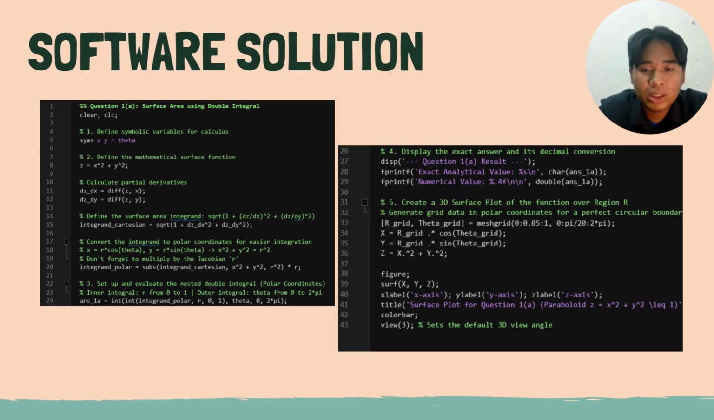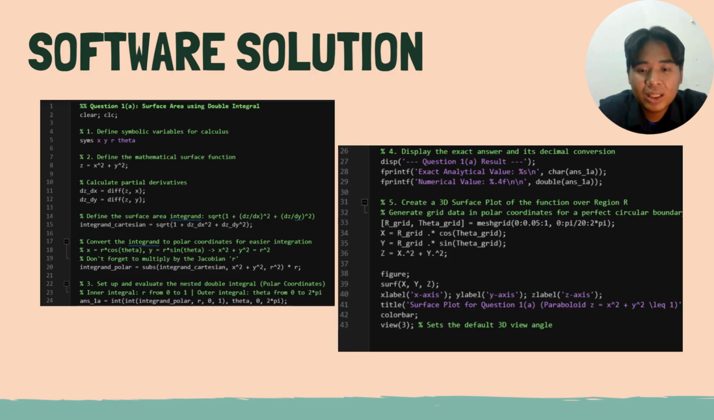So in line 23, this line performs the double integration. The inner integral integrates with respect to r from 0 to 1. The outer integral integrates with respect to theta from 0 to 2 pi. So this calculates the total surface area over the circular region. In lines 27 to 29, this command displays the answer.